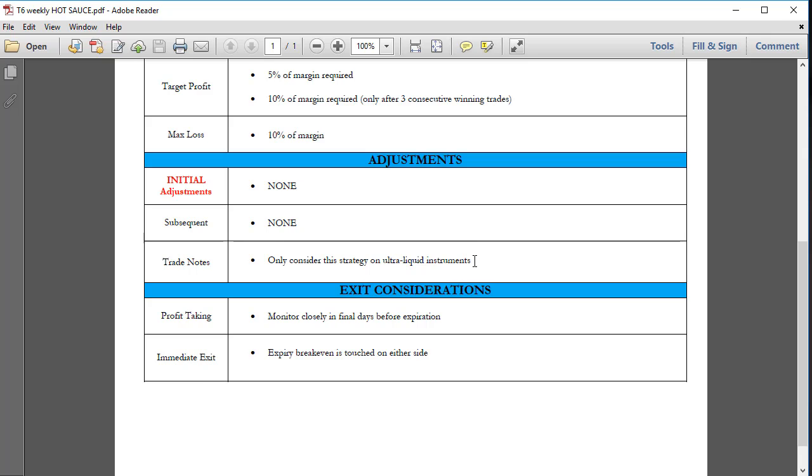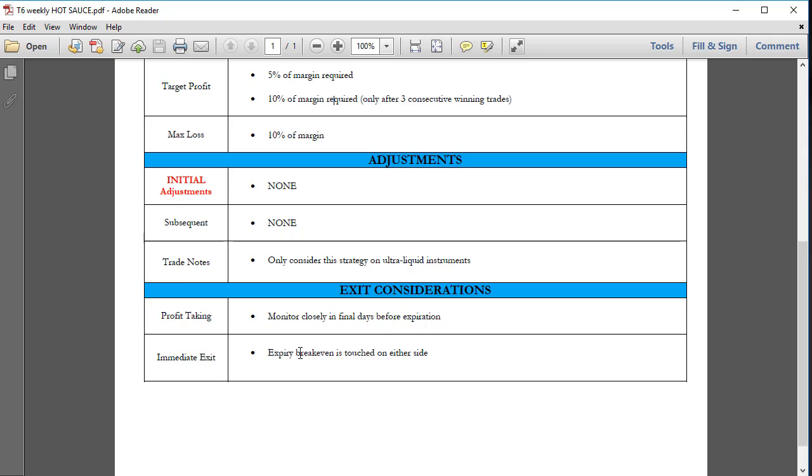Only consider this on the ultra liquid instruments. SPY is a great candidate. That's what I do it in. You can experiment with the SPX or the Russell, but SPY works just fine for me, so that's what I do it in.